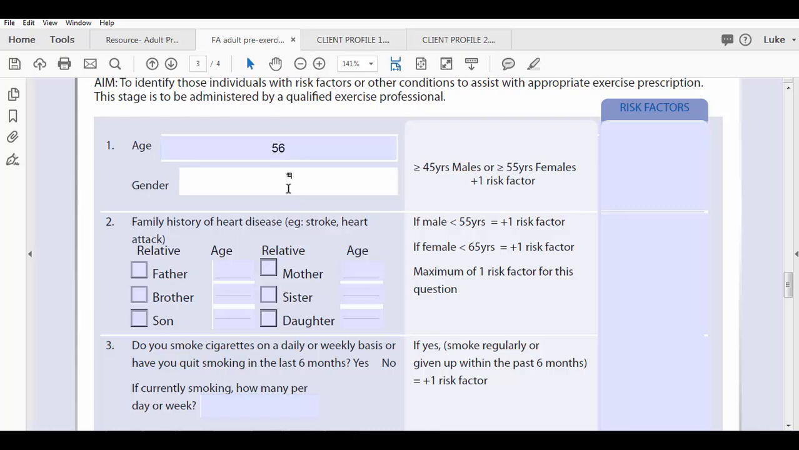So what does that mean for us? Well, if they're 56 years of age and a female, and we go to our risk stratification over here, we can see that they're greater than 55 in the female. So what does that mean? They get a +1 score.